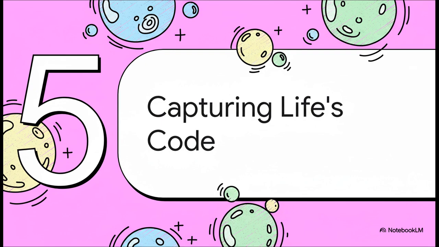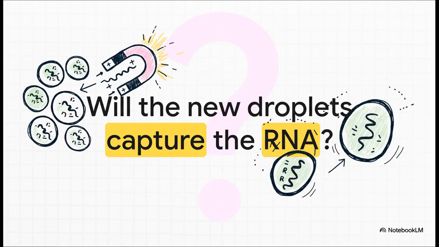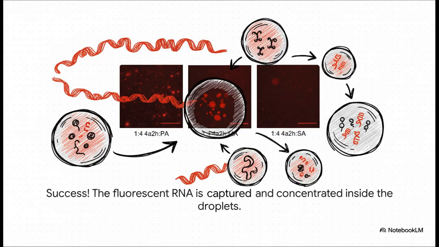All right, so they've nailed the recipe. They can reliably create stable droplets that have that special positively charged ingredient mixed right in. The stage is set for the big test. So, does the theory actually work? Is that tiny electrostatic magnet really going to pull RNA inside these little primordial containers? And look at that, it worked.